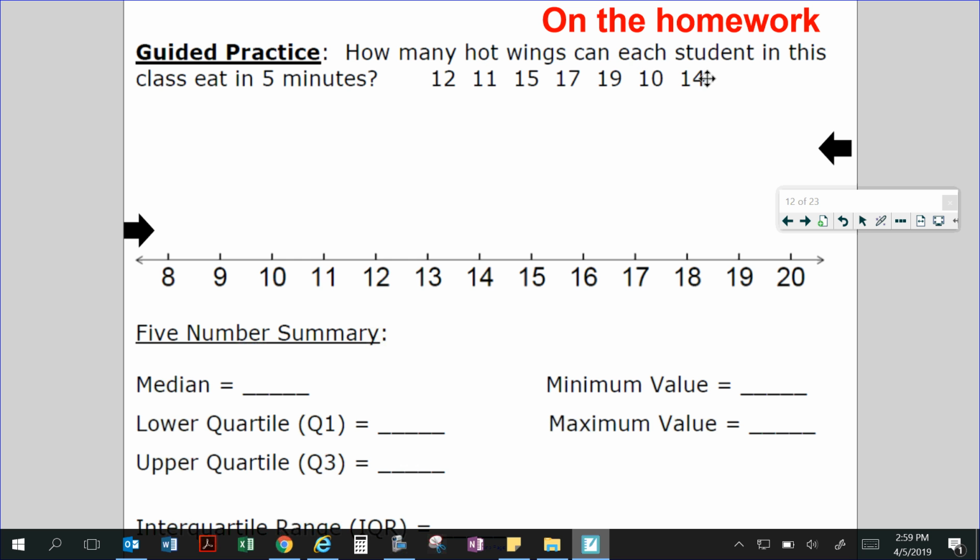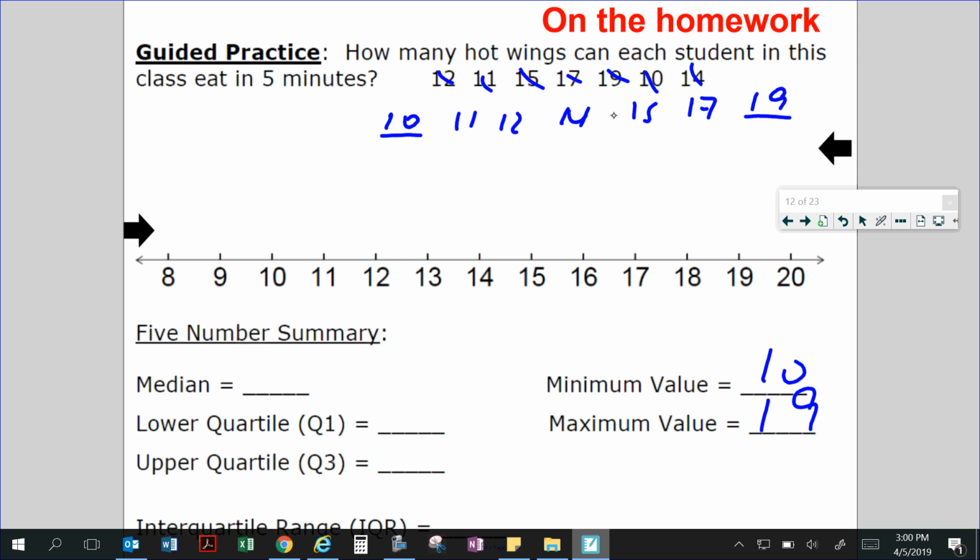So what do we need to do with these numbers? We have to put them in order: 10, 11, 12, 14, 15, 17, and 19. What is the minimum? 10. What's the maximum? 19. What's the median?